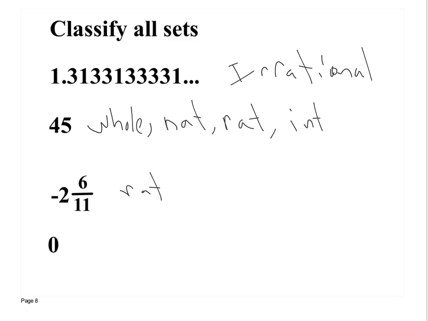0. What does 0 belong to? Whole number. It is a whole number. What else? Natural number. It's not a natural number. No, naturals are 1, 2, 3, 4, 5. Rational. It is rational. I can write it as a fraction. What else? Jaden. It's an integer. Good. Is there anything else?